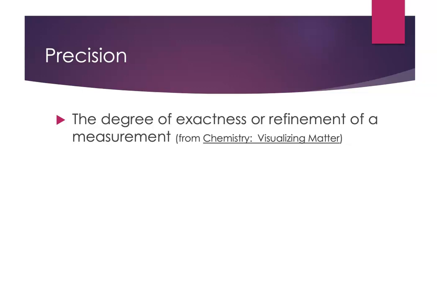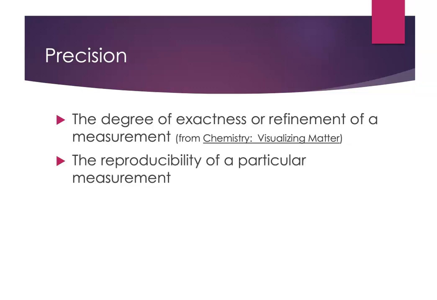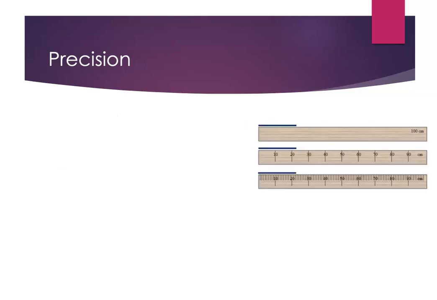How reproducible is that measurement? That's really what we're focusing on. Precision and accuracy both discuss the quality of the measurement, but they're talking about two different things. So precision can talk about reproducibility.